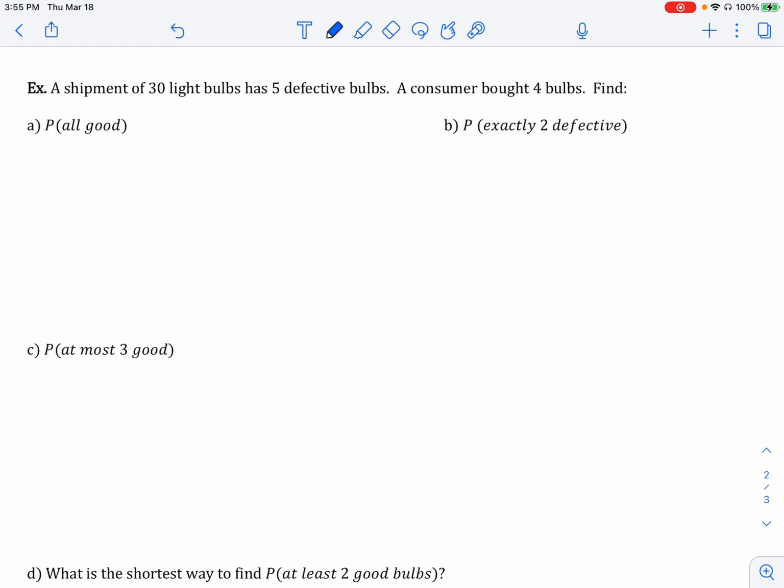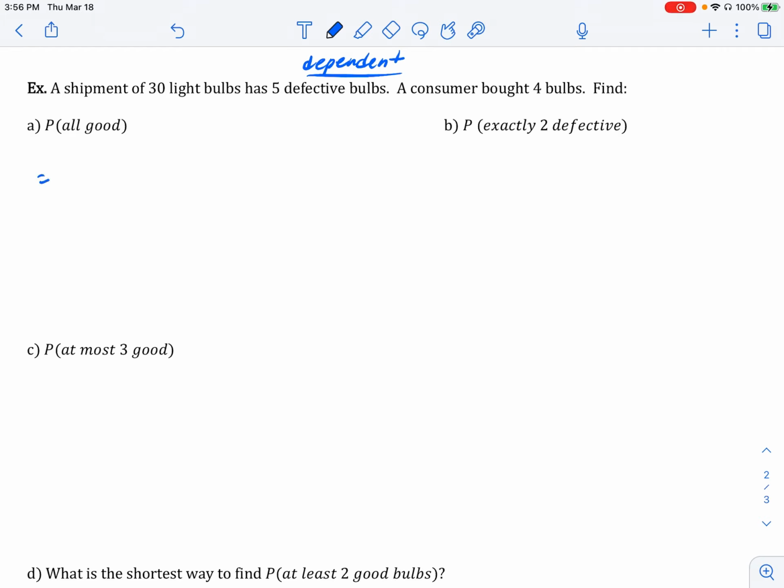Now, ask yourself, is this an independent or dependent situation? Well, this would be dependent, because these bulbs are not replaced. It's not like a consumer is choosing a bulb, checking to see if it works, and then placing it back. They're just going to be taking 4 bulbs. So what is the probability that all 4 are good?